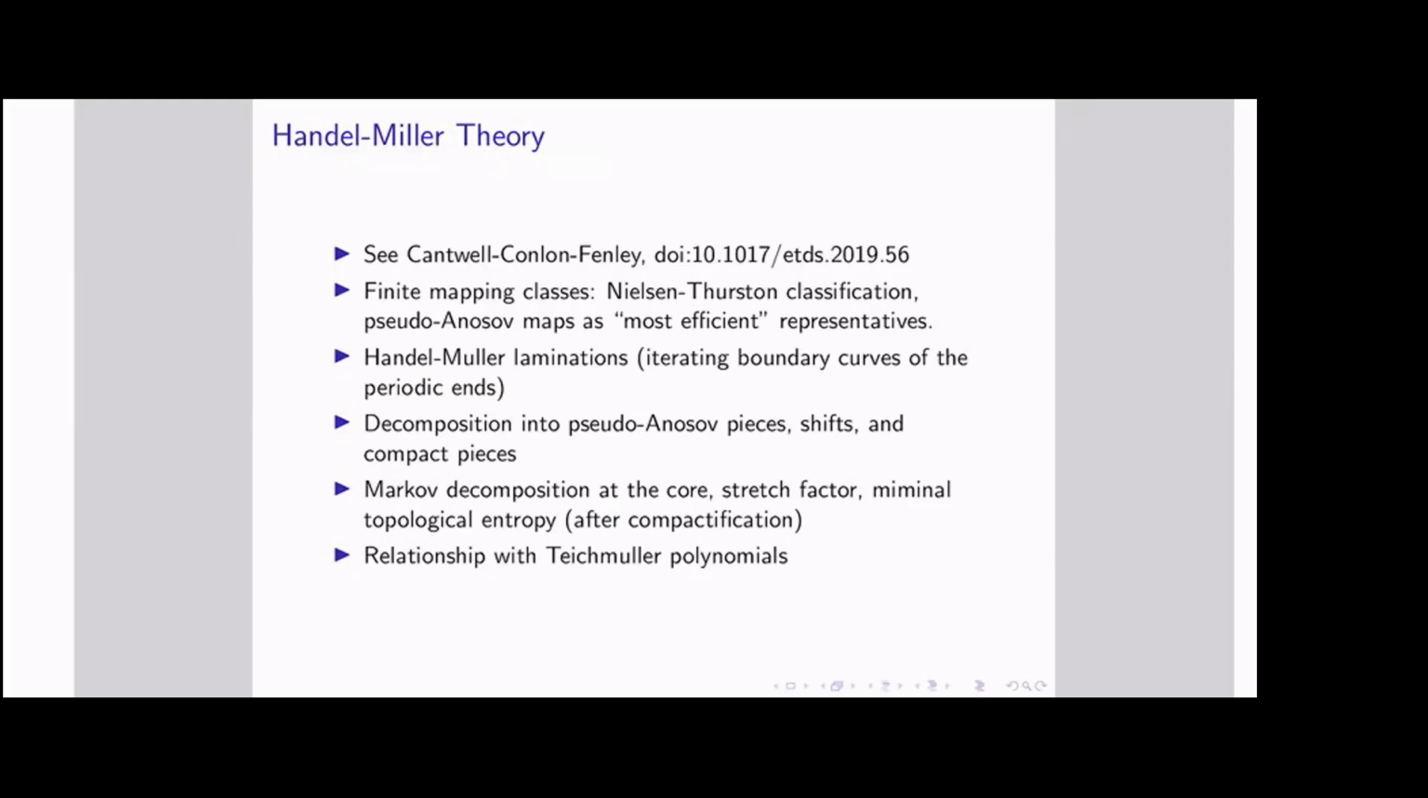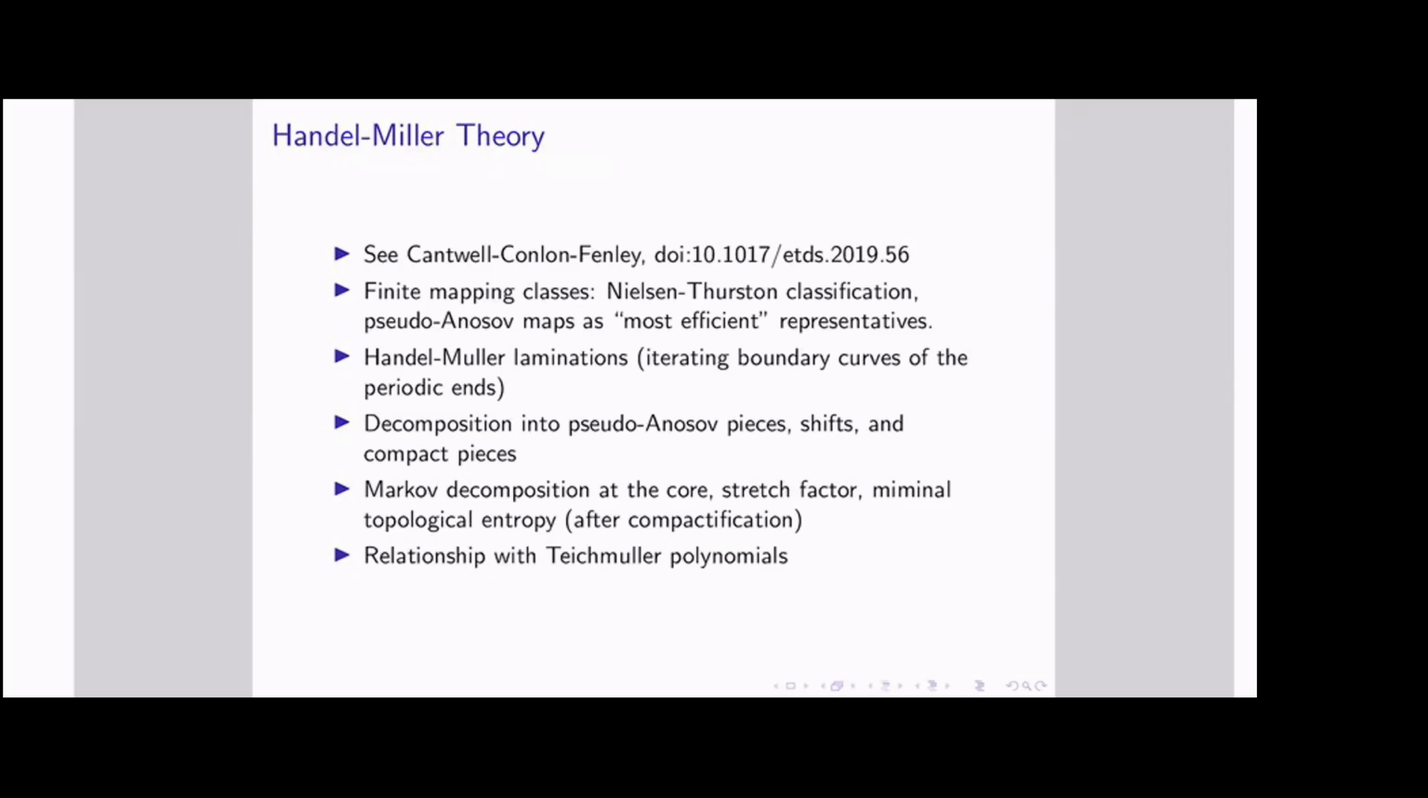We can calculate the topological entropy. In the pseudo-Anosov case, the one that comes from this Handel-Miller theory by Cantwell, Conlon, and Fenley, that particular thing is going to minimize this topological entropy. So in this sense, this is also the most efficient representation of this end-periodic surface map, some kind of a normal form.